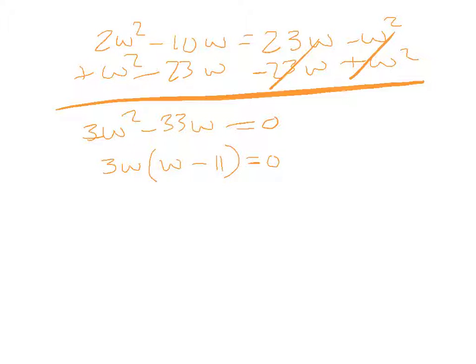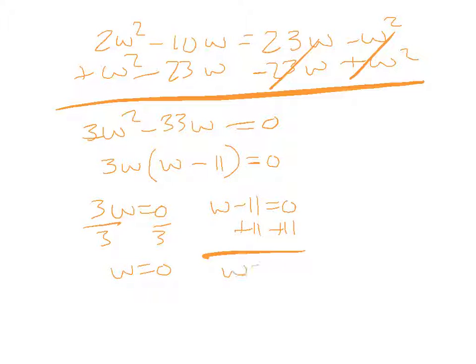And so what's nice about this is I still have my a and my b. I still have two things being multiplied to give me 0, and so I just have to write that down, 3w equals 0, and w minus 11 equals 0, and solve each one. Divide by 3, w equals 0. Add 11. W equals 11. And there's my two answers.